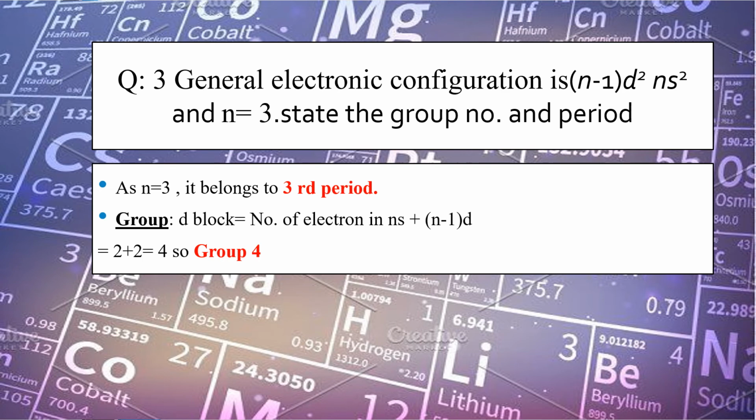Now it belongs to the d block. How do I identify? Because of (n minus 1) d2, the last electron enters the d block. If it is a d block element, how will I identify the group number? It is the number of electrons in ns plus the number of electrons in (n minus 1) d. The number of electrons in ns is 2 and in (n minus 1) d is 2. So 2 plus 2 is 4. It belongs to group number 4.